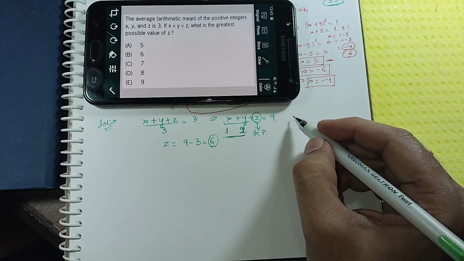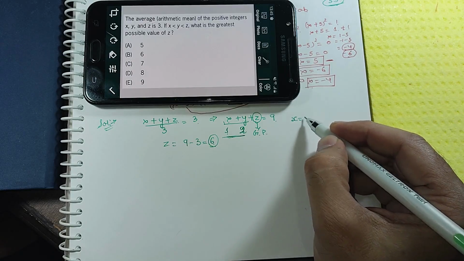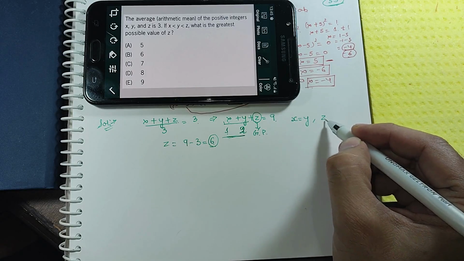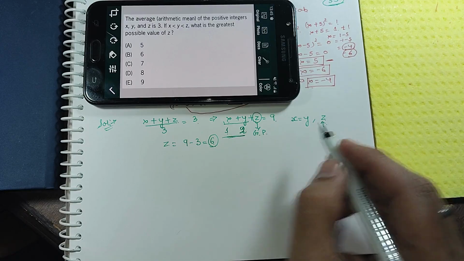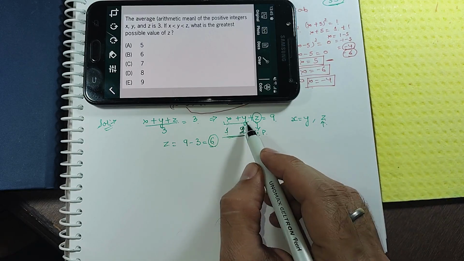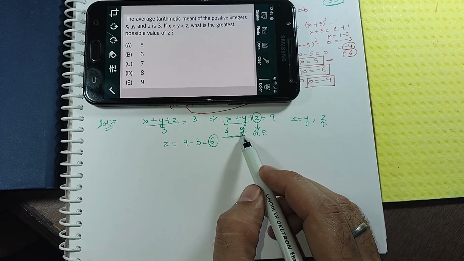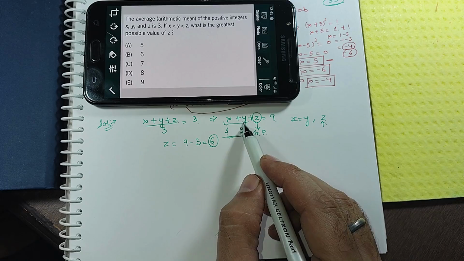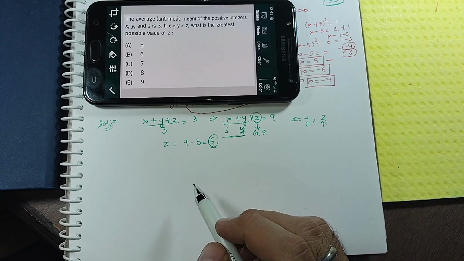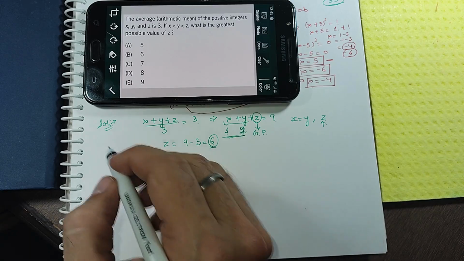Had it been the case that they had given that these are positive integers and x is equal to y, what is the possible greatest value of z? In that case we could have put the value of x and y both as 1. But here x has to be less than y. So the very next consecutive value I can assign to y will be 2. So the value of z is 6. So the right option will be option number B.